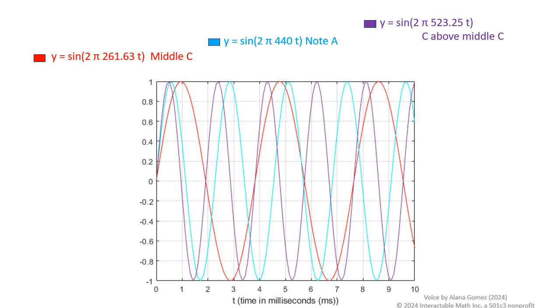Now, you can see that this purple waveform has the highest frequency, with over 5 cycles in a 10 millisecond span, while A only had 4 plus cycles, and middle C, the lowest pitch, had 2 plus cycles for this time duration. You can create your own audible sine waves on page 6 of this section of the site.